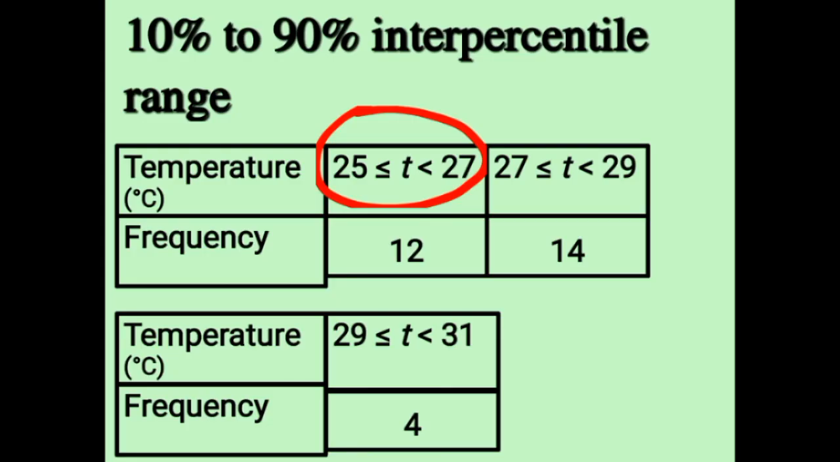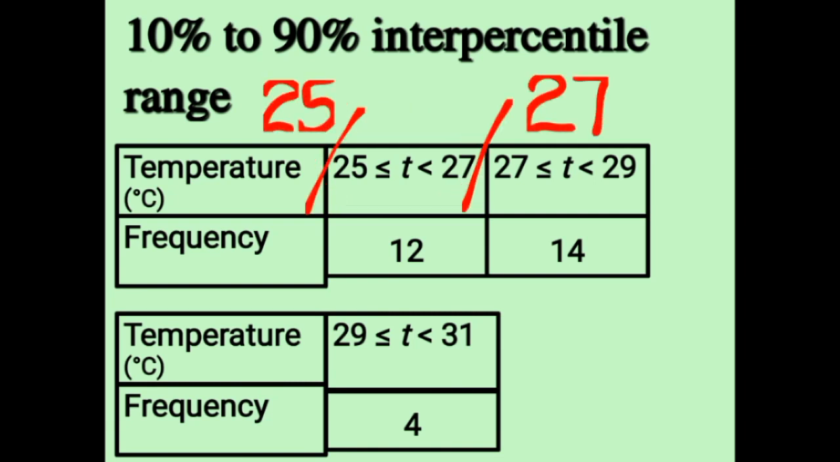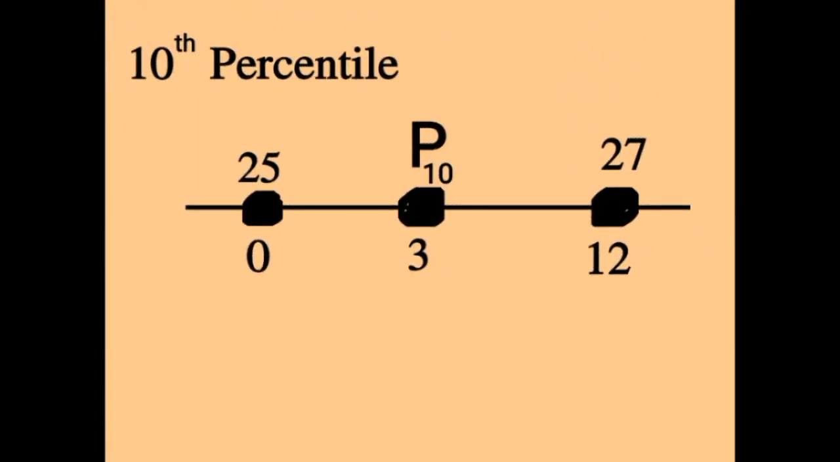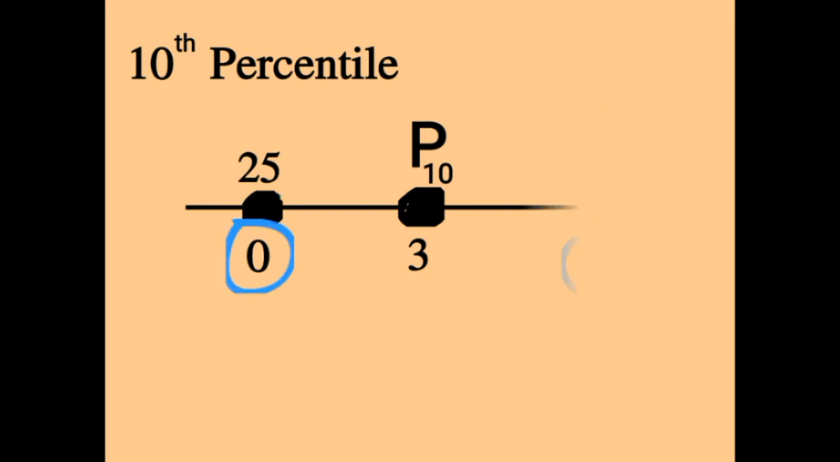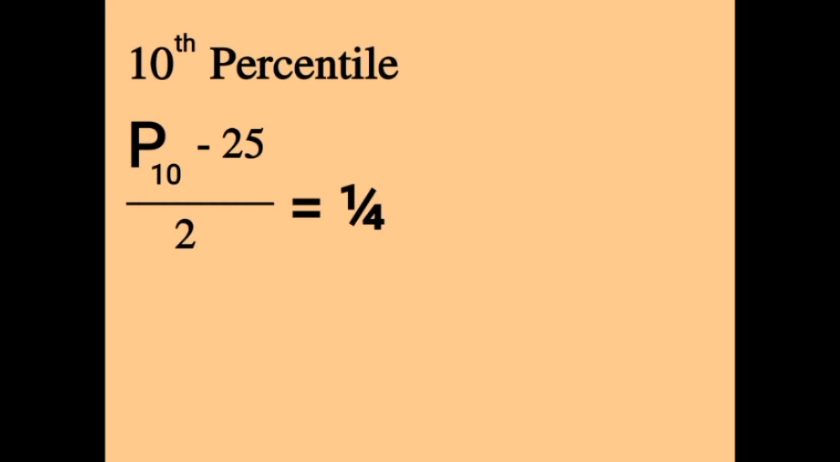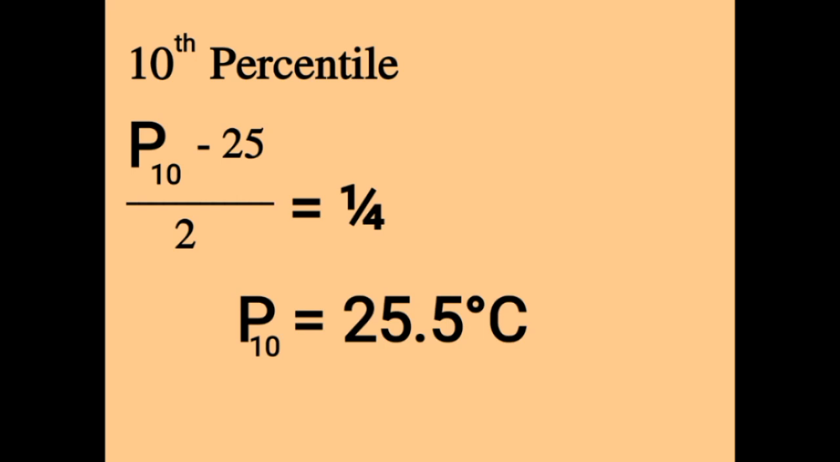The data here has no gaps. So, the class boundaries for this class interval are 25 and 27. Now, using interpolation to find the 10th percentile, here the class boundaries are 25 and 27 and the cumulative frequencies are 0 and 12. So, (P10 minus 25) over (27 minus 25) equals (3 minus 0) over (12 minus 0). (P10 minus 25) over 2 equals 1 over 4. Solving this equation gives us P10 equals 25.5 degrees Celsius. So, now this is our 10th percentile.